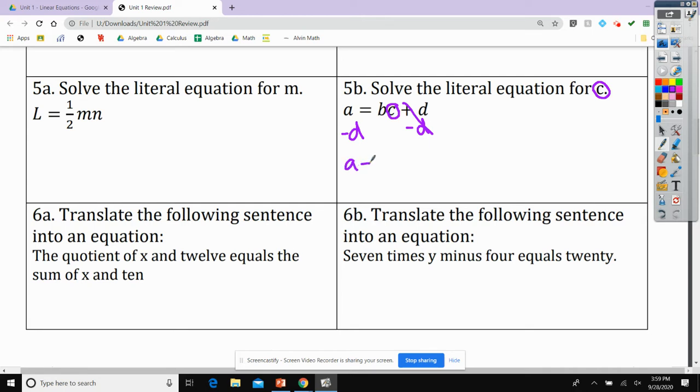So a minus d equals bc. And I'm still solving for, not b, sorry. Still solving for c, so I'm going to circle that. Which means I need to get rid of b. So since these two are multiplied, to get rid of multiplication, I have to divide. The b's then cancel out, so my final answer here is a minus d over b equals c.